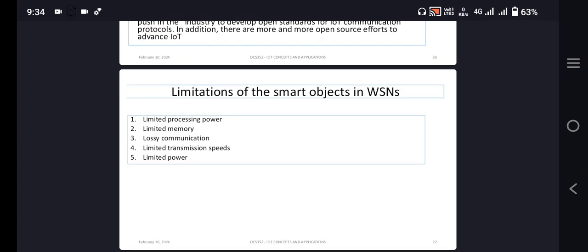Some of the limitations of smart objects in wireless networks are limited processing power, limited memory, lossy communication, limited transmission speeds, and limited power.